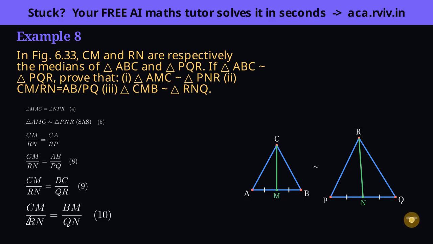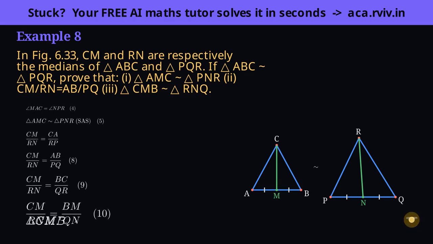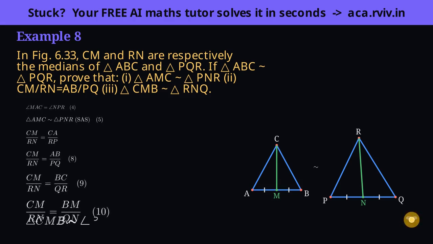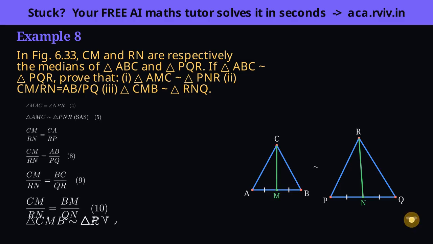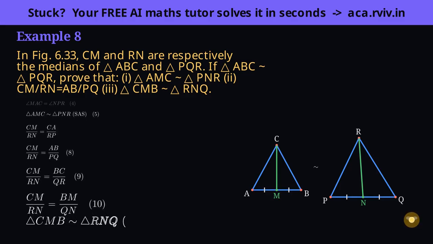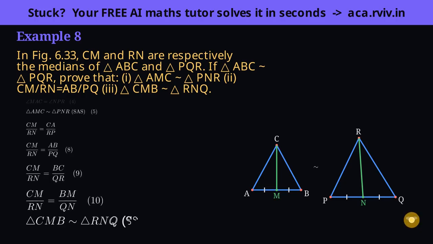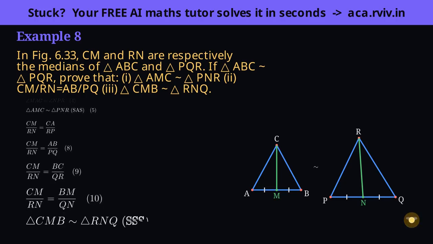Now stand back. Equations 9 and 10 together show all three sides of triangle CMB, namely CM, MB, and BC, are in the same ratio as the matching sides of triangle RNQ. Three matching side ratios is the SSS criterion, so the final similarity is proved.